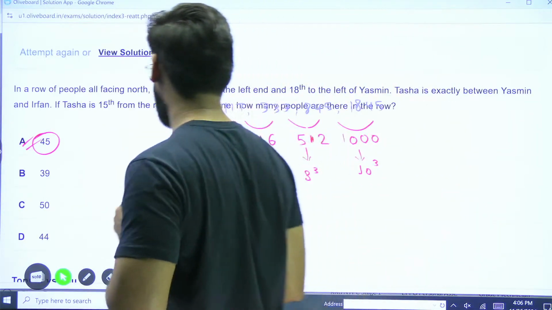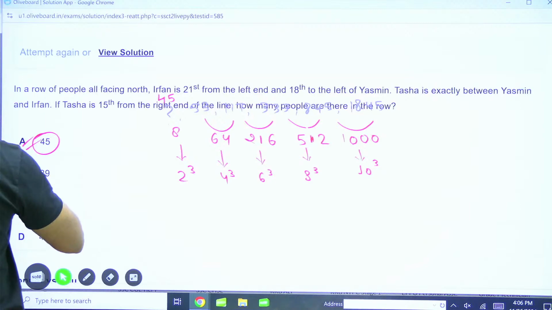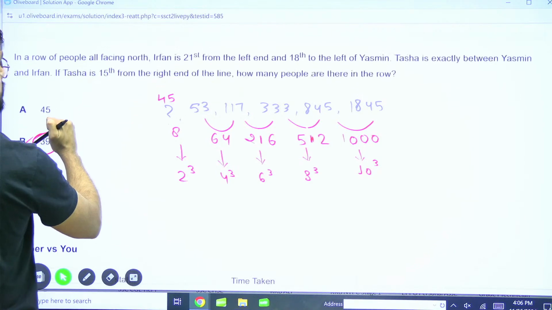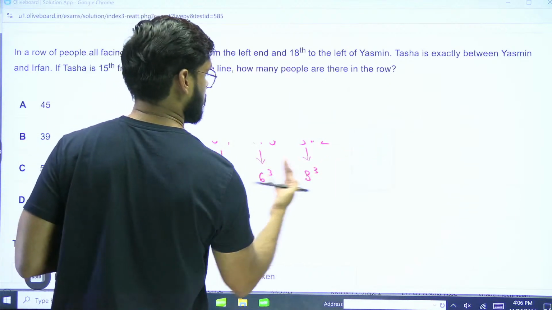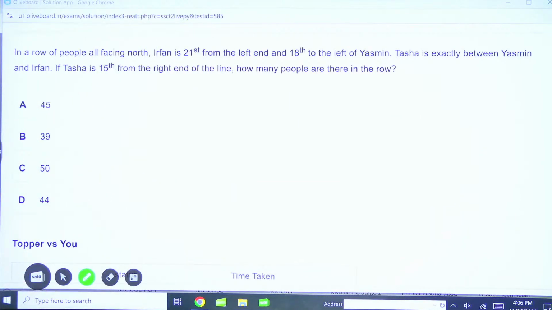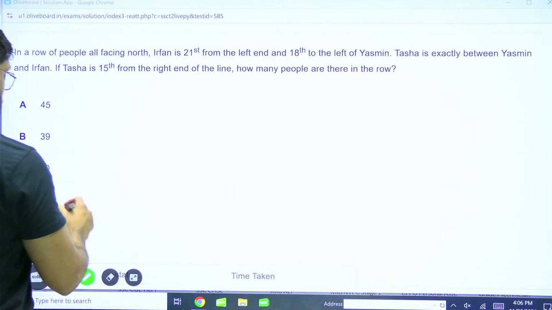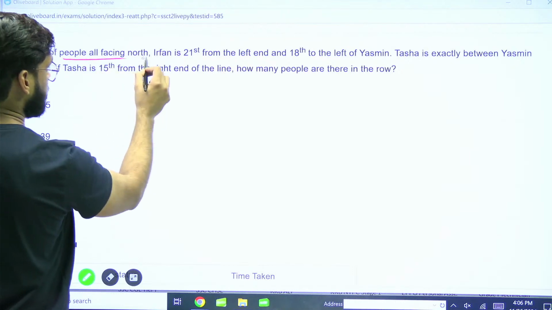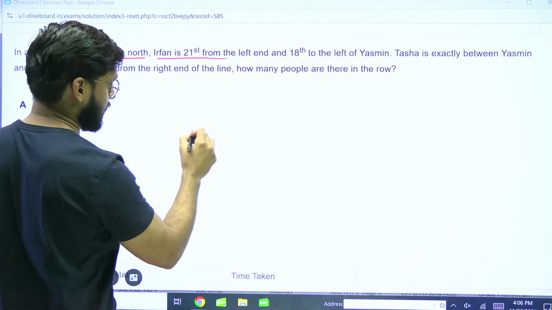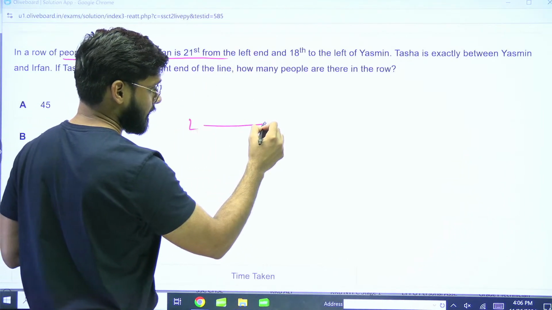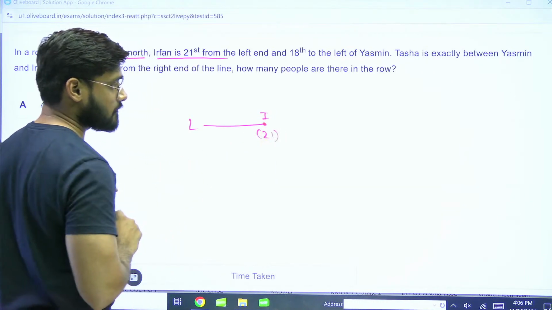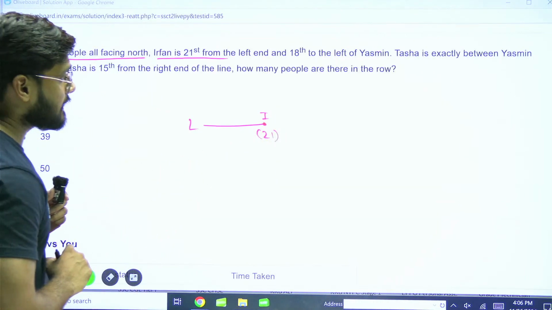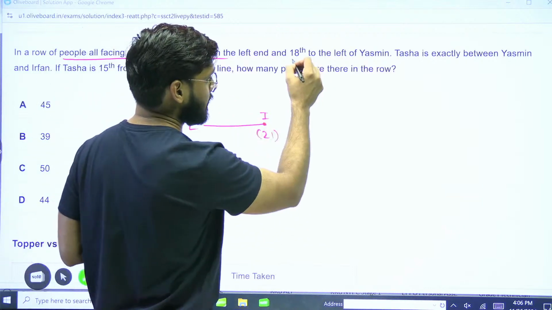The third question on our screen is from the ranking. Let's see what should be the right answer for this question. In a row of people all facing north, Irfan is 21st from the left end. This is the left end, and Irfan is there at the 21st position. And Irfan is 18th to the left of Yasmin.